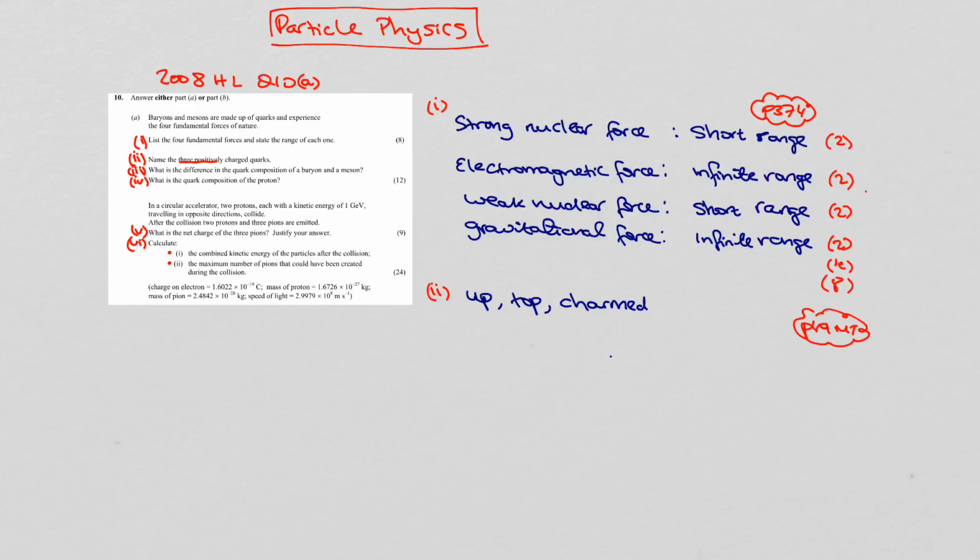What are the marks for that? Again, it was 6 in total. If you didn't get all 3 right, it was breaking down into 2, 2, and 2. So 2 for each correct answer.